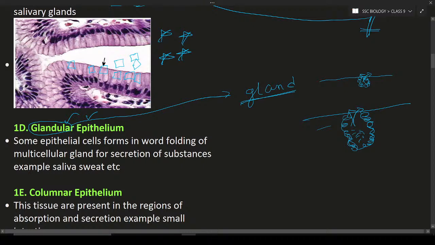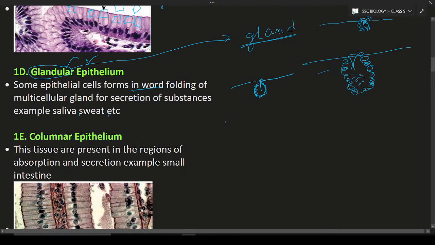Next, some cells form inward folding of multicellular glands. So some cells are going to form in this way. This is inward, so this is inward folding. This inward folding is going to form a gland. This gland is going to produce or release some kind of substance, whether it may be saliva, or sweat, or some kind of hormones. So this is about glandular epithelium. Remember, gland is nothing but a type of tissue that is involved in the secretion of some component.